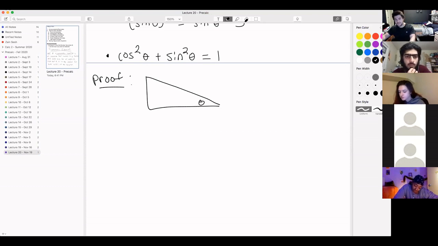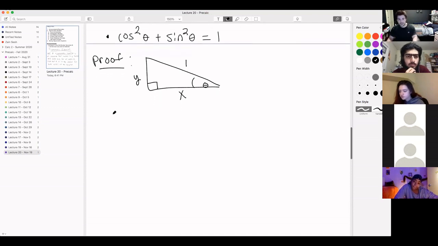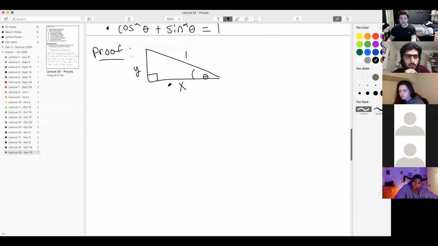So here's theta. I encourage everyone to try and follow along with this proof because it's really not that bad. So here's theta. I'm going to construct a right triangle with hypotenuse 1. And the legs are unknown, so I'm going to call them y and x. And here's the right angle. Okay, very good. So this is a right triangle, so I can apply the normal Pythagorean theorem to this.